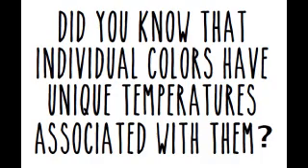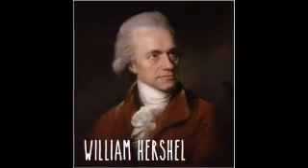Did you know that individual colors have unique temperatures associated with them? In 1800, William Herschel devised this experiment to record the temperature of the different colors in the sun's light. His experiment also led to the discovery of infrared waves. In this first activity, you will see the colors in the visible light spectrum and chart their temperatures. You will also chart the temperature of the infrared light that you cannot see.